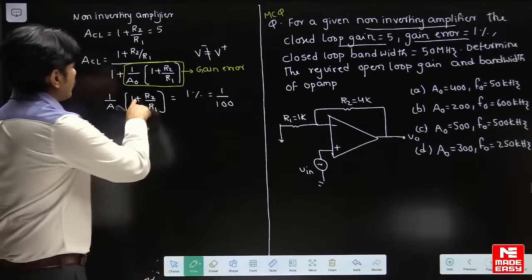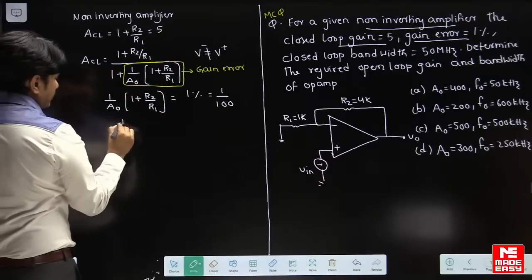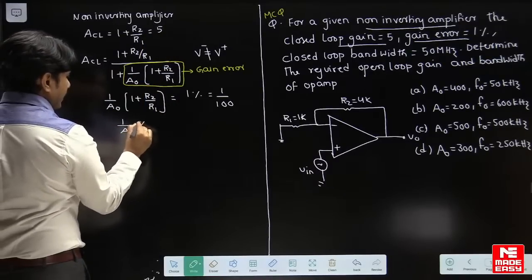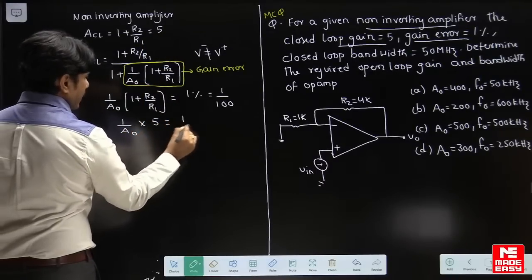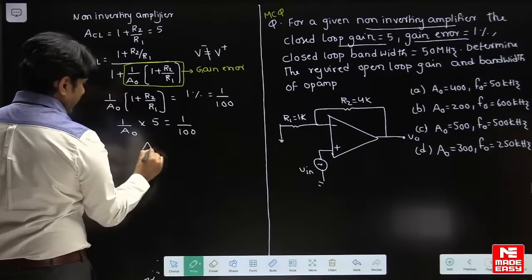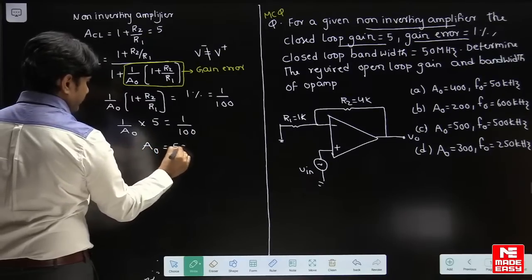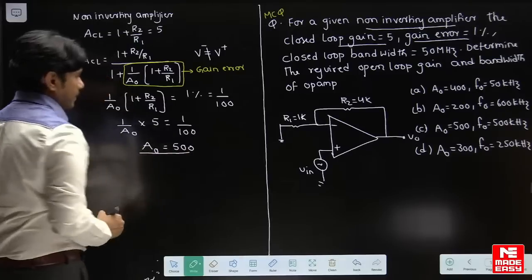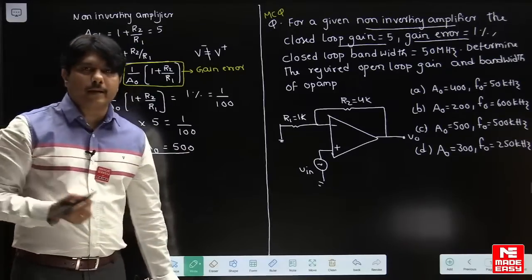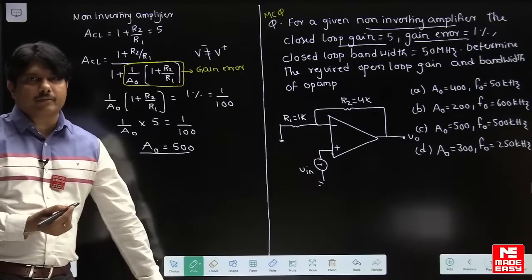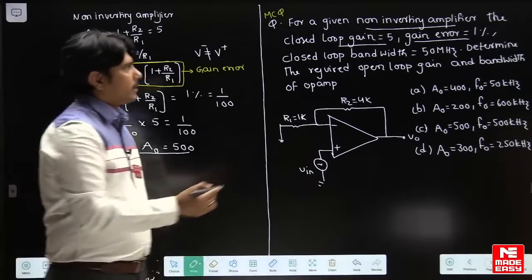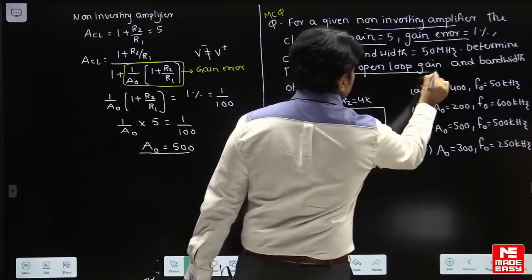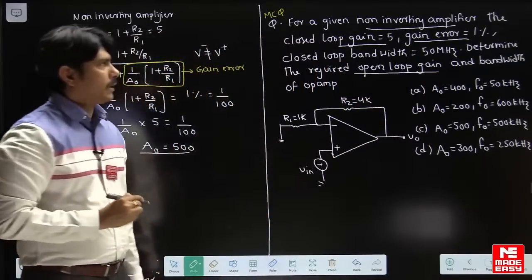1 plus R2 by R1 is 5, as he has given. So 1 by A naught into 5 is equal to 1 by 100. Simply, A naught comes as 500. So we finished with the first answer, that is the open loop gain. Easily I solved it with the gain error concept.